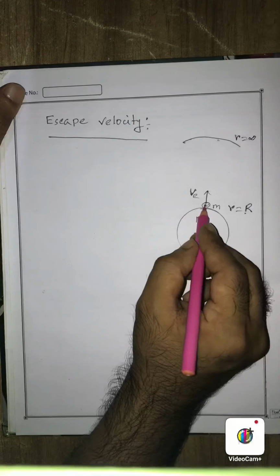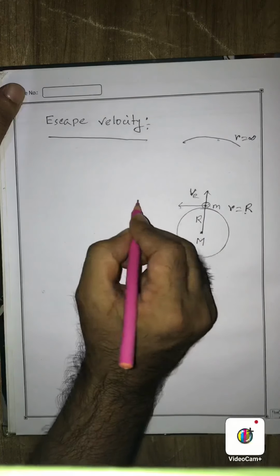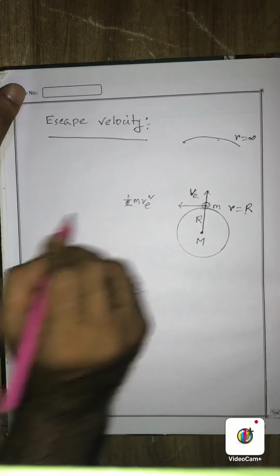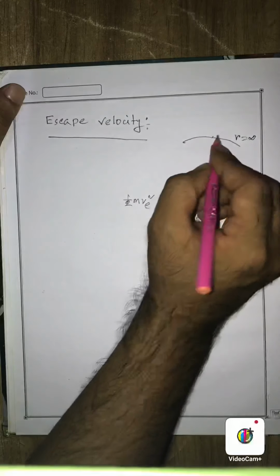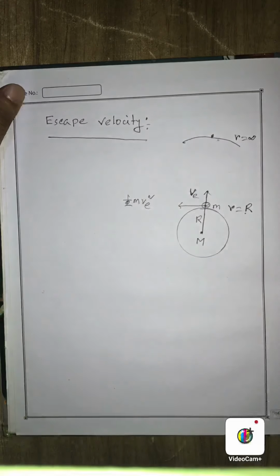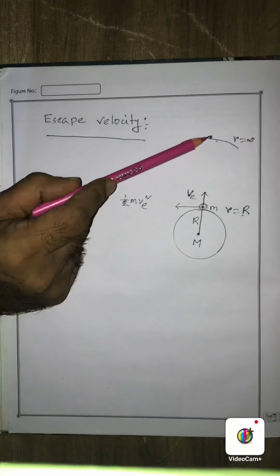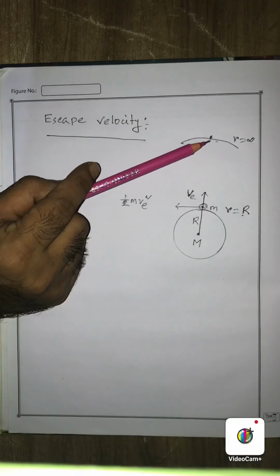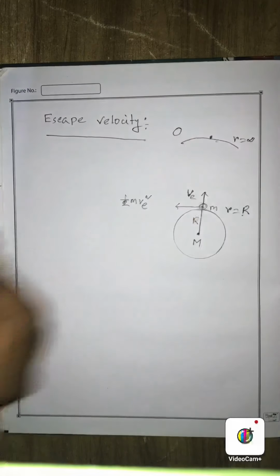Now at this point the kinetic energy is half m v_e square. When the object just crosses the gravitational field of Earth, at this point the velocity will be 0, so the kinetic energy is 0.